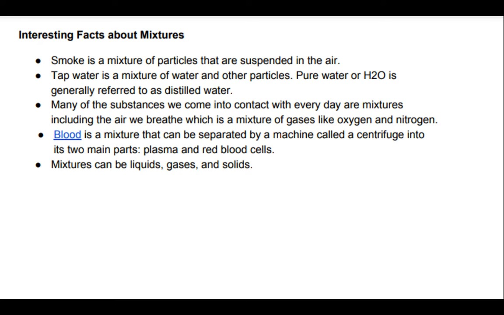which is a mixture of gases like oxygen and nitrogen. Blood is a mixture that can be separated by a machine called a centrifuge into its main parts, the plasma and red blood cells, like what happens in a hospital.